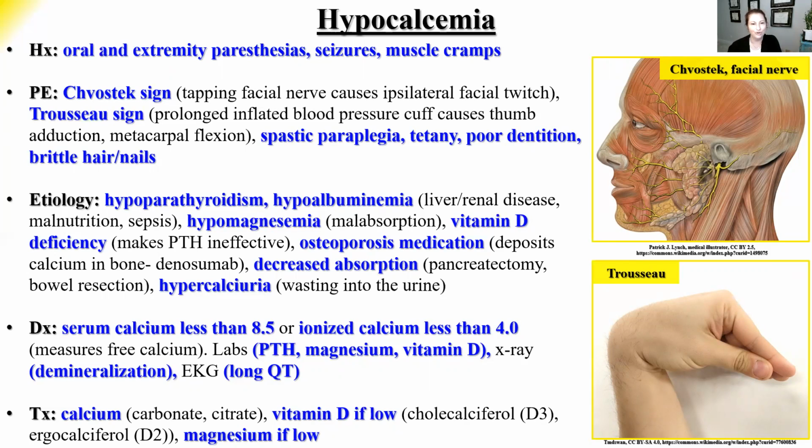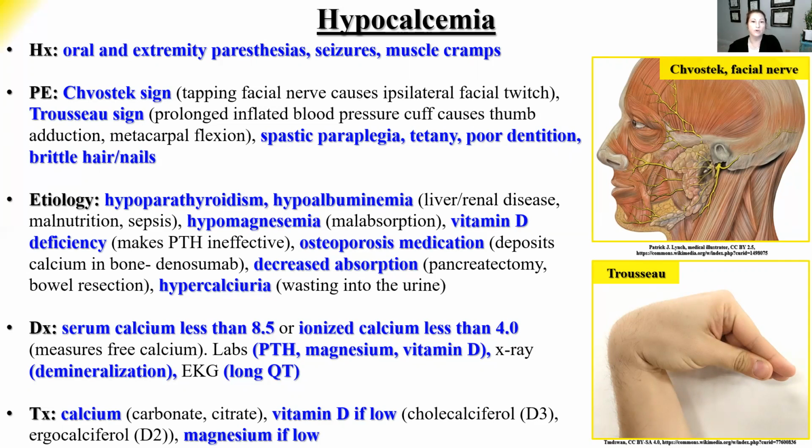The way that I remember this, and I don't know if it'll help you, is I remember I eat with chopsticks. That's up near my face. So chopsticks is tapping on the facial nerve. Trousseau sign is where you inflate a blood pressure cuff, and they'll actually get thumb adduction and metacarpal flexion from that. If the calcium is very low, you can get a spastic paraplegia. You can get tetany, or tightness of the muscles. They can have poor dentition, because we know calcium helps to make up the composition of our teeth. Brittle hair, brittle nails. Most common causes of hypocalcemia are hypoparathyroidism, hypoalbuminemia, and people who have liver or renal disease, malnutrition, or sepsis can get hypoalbuminemia.